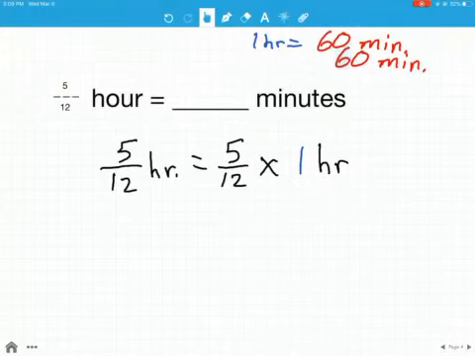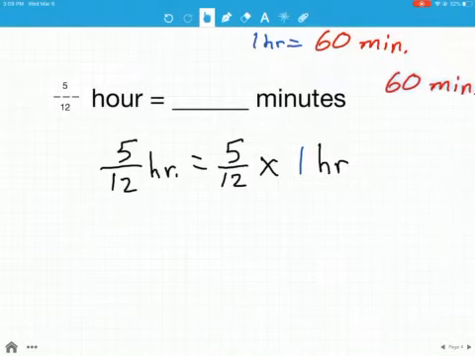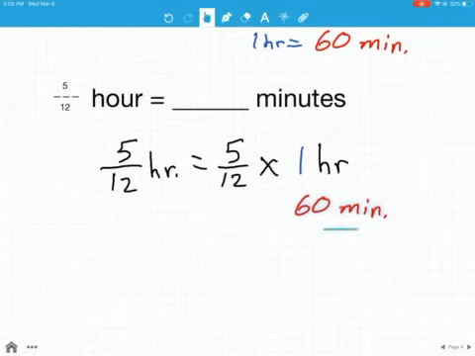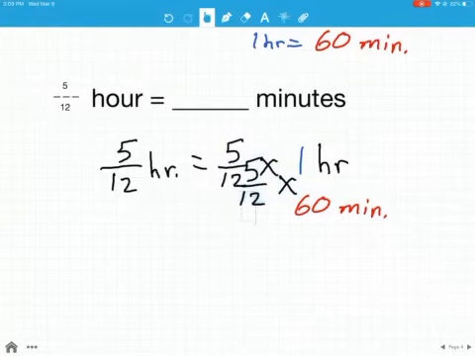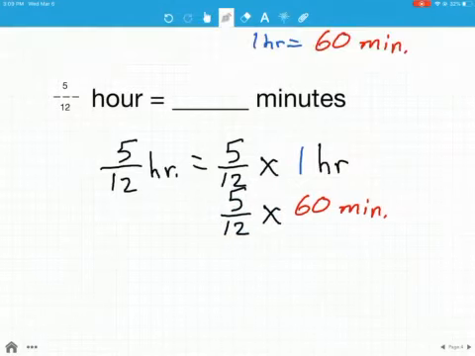I'm trying to show you exactly where I get these, so I'm going to try copying it so you see how I'm getting it. So this becomes 60 minutes. The 5/12 is the same. Not as easy as it looks. So now we have 5/12 of 60 minutes.